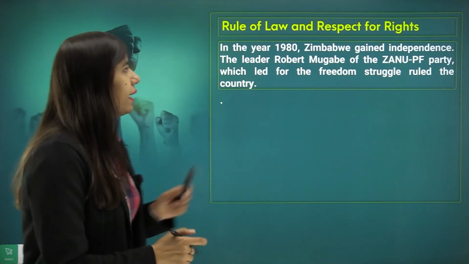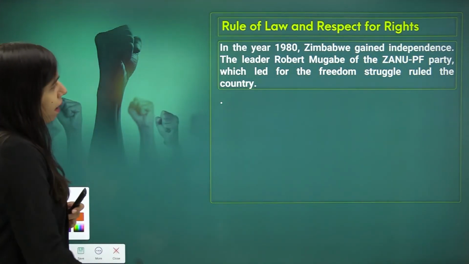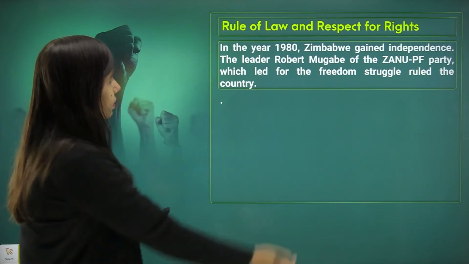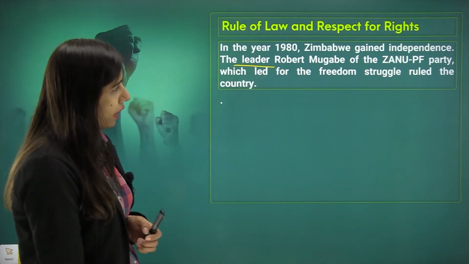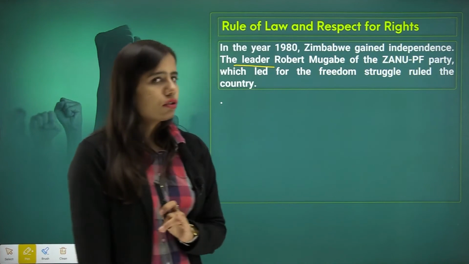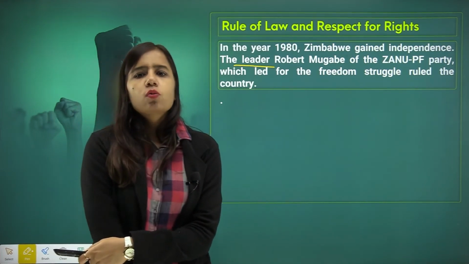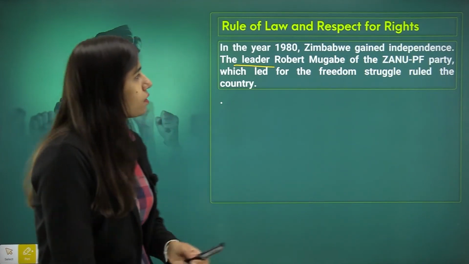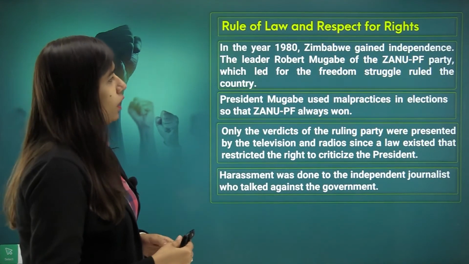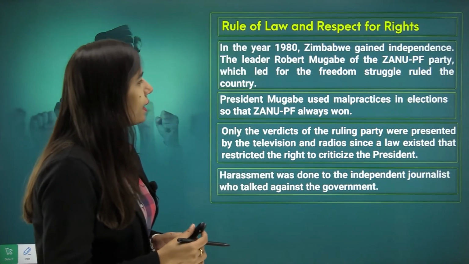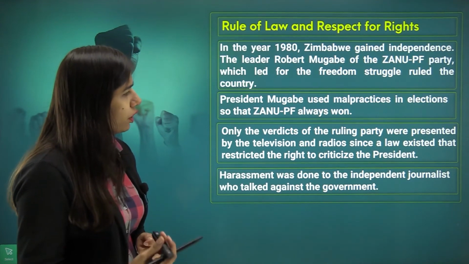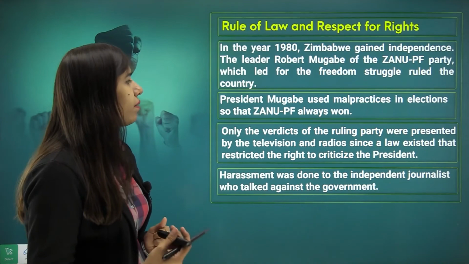Let us understand it with the help of the example of Zimbabwe. So what happened in Zimbabwe? In the year 1980, Zimbabwe gained independence. The leader Robert Mugabe of the ZANU-PF party, which led the freedom struggle, ruled the country. Okay, so Mr. Mugabe was the president of Zimbabwe, right? Then what happened? What did Mr. Mugabe do? President Mugabe used malpractices in elections so that his party always won. Only the views of the ruling party were presented by television and radio, since a law existed that restricted the right to criticize the president.